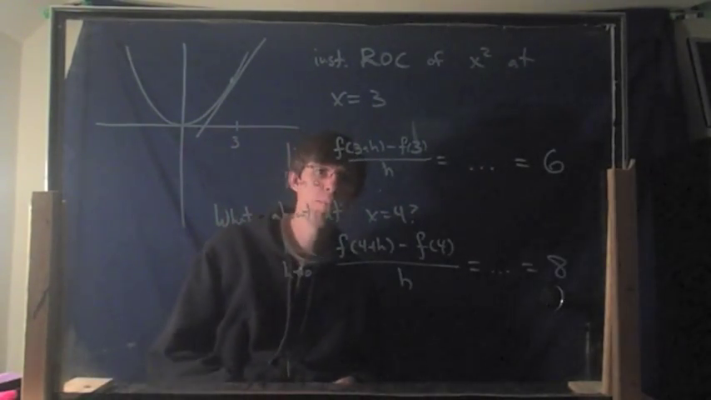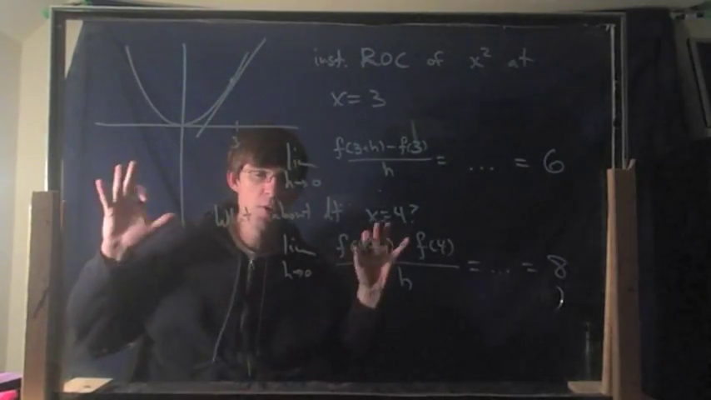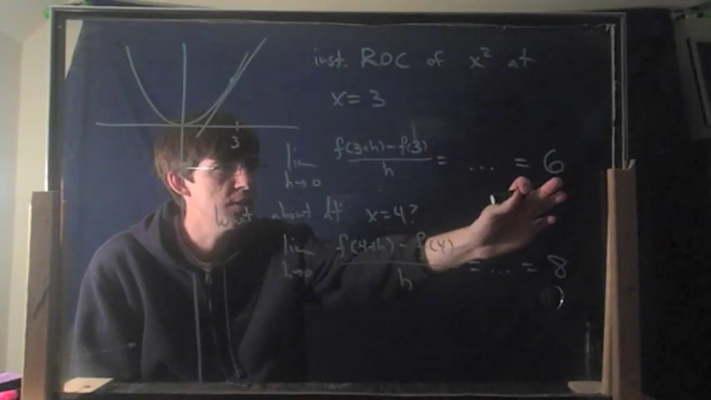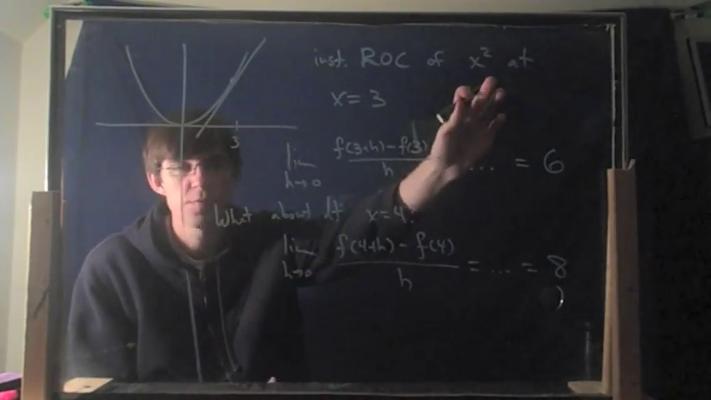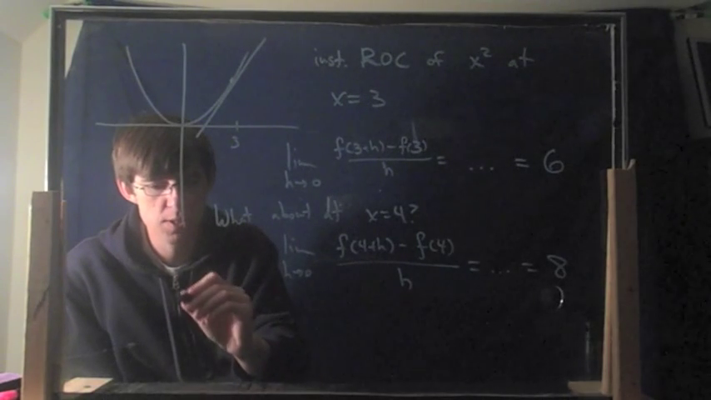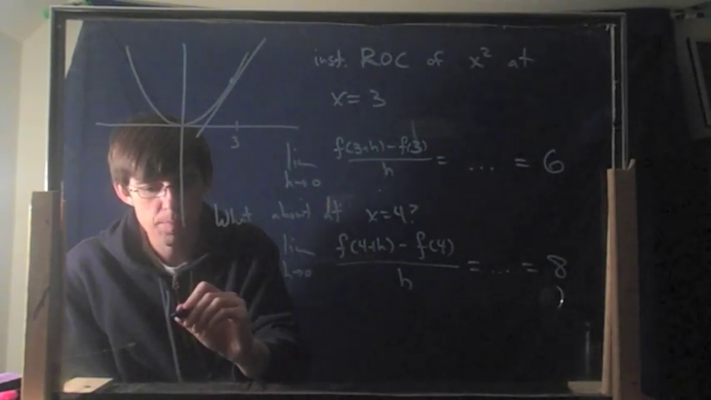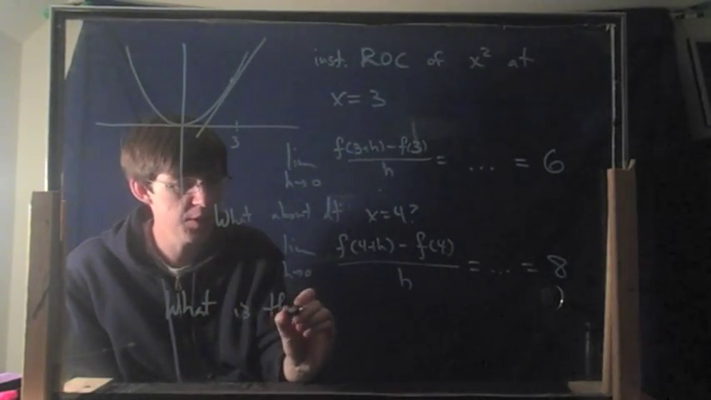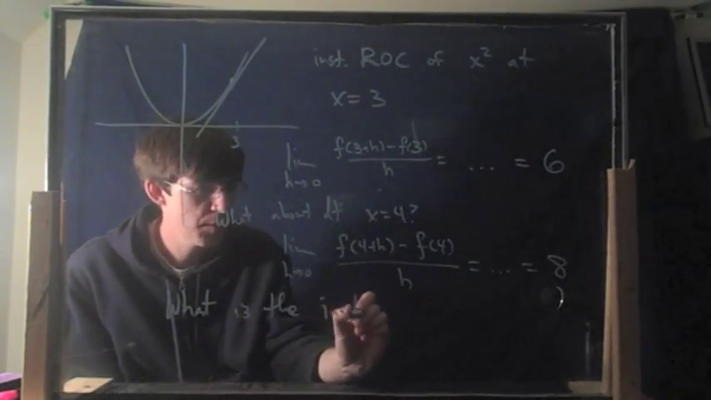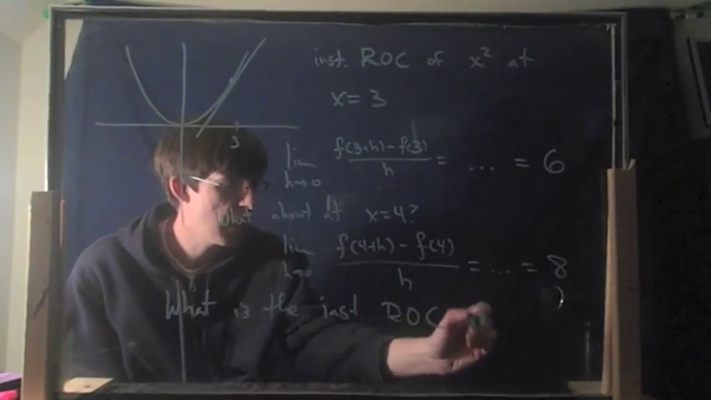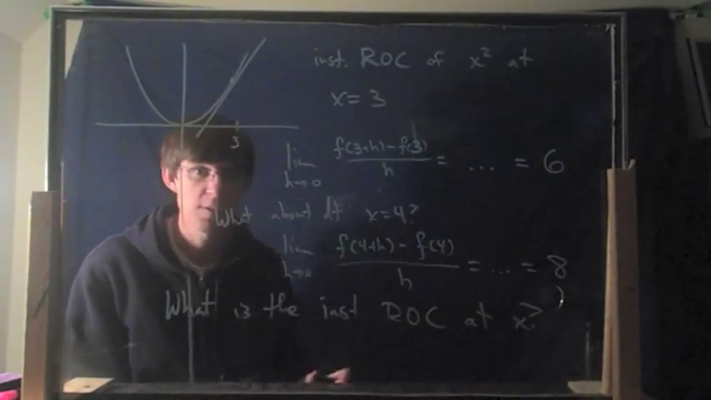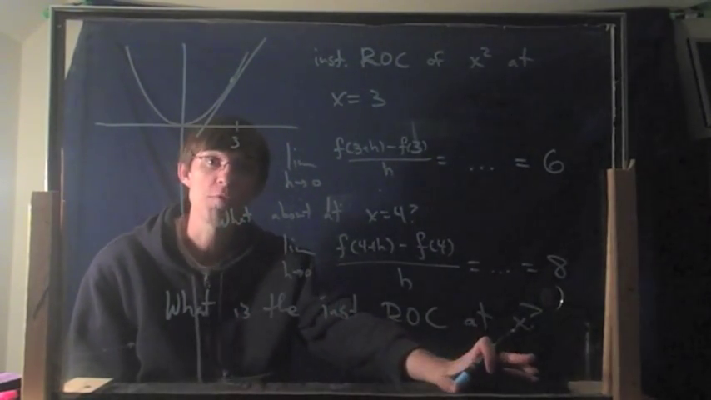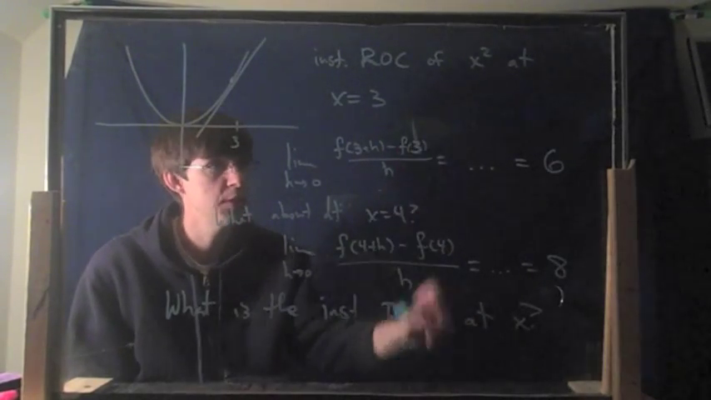What about other points? Really the holy grail sort of question is, can you see the pattern here? When you use 3, you get 6. When you use 4, you get 8. That's just for this function, x squared. But the big question is, what is the slope or the instantaneous rate of change? They're the same. At x, if I don't tell you what the x is, but if I give you any x, can you tell me what the slope will be at that point for this particular function?